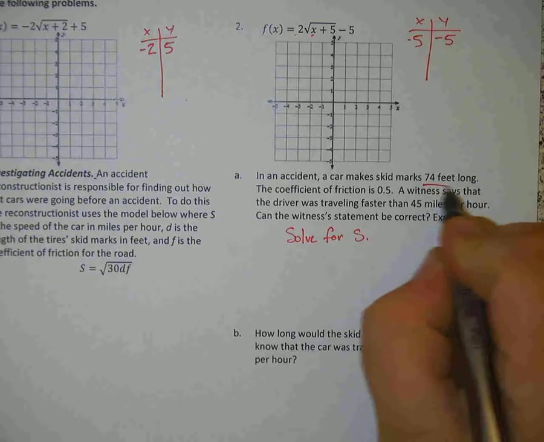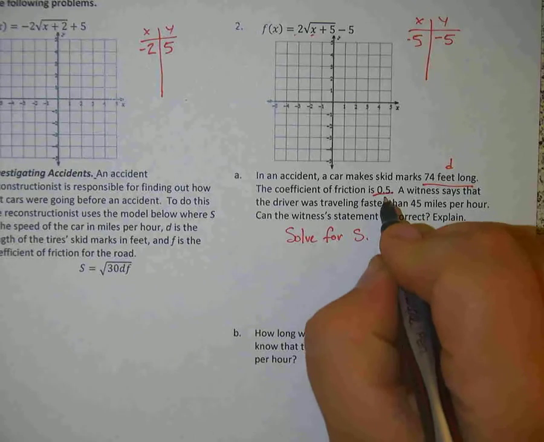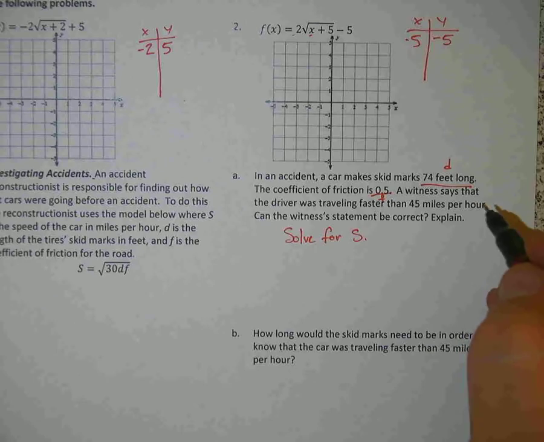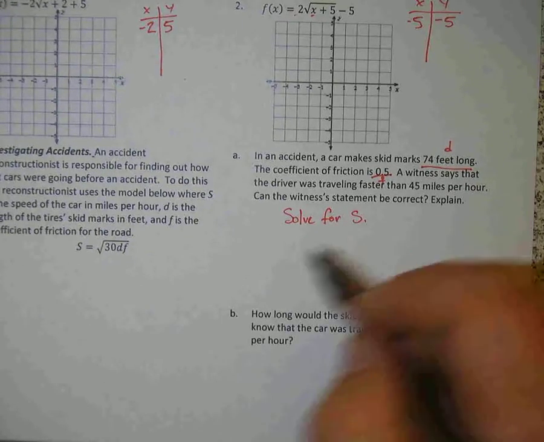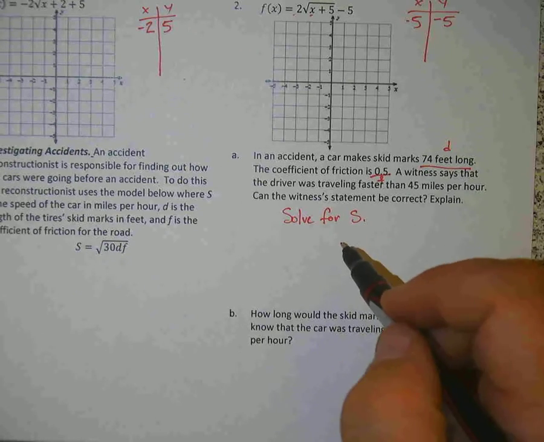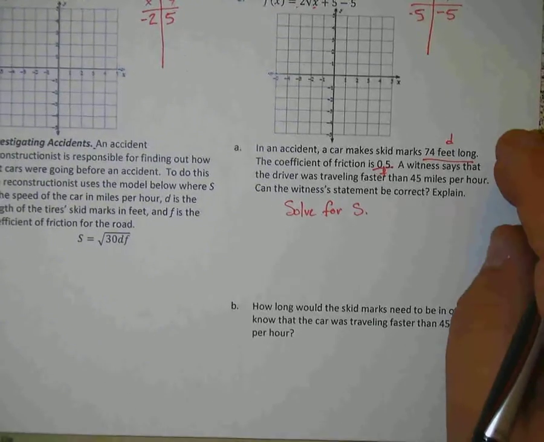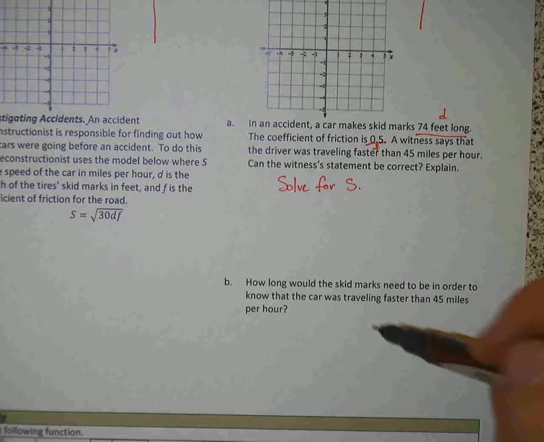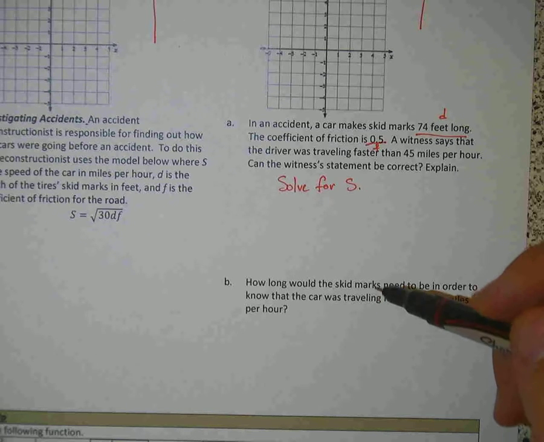All right, you have the length of the skid marks, so that's your D, and this right here is your F. Okay, plug those in, take the square root, see what you get. Okay, not too bad. And so then, solving for S is going to tell you what the speed is, and then you can judge whether the witness's statement is correct or not. Okay, so based on the verbiage of part B here, that kind of tells you that the witness is wrong.